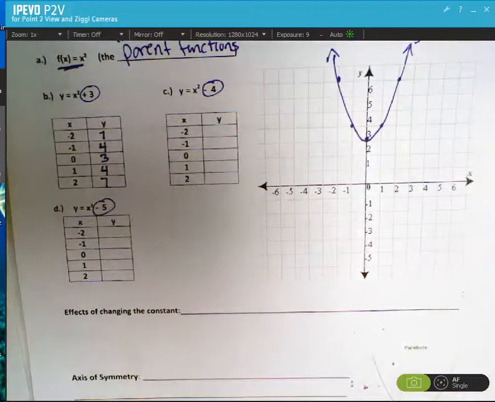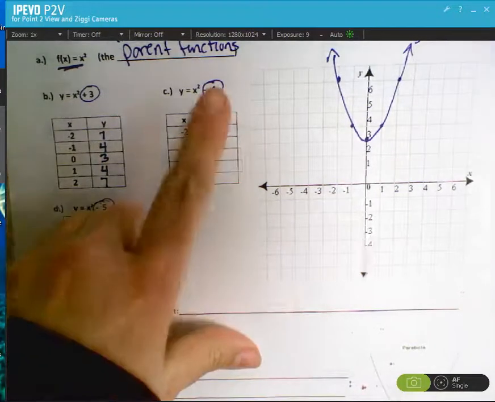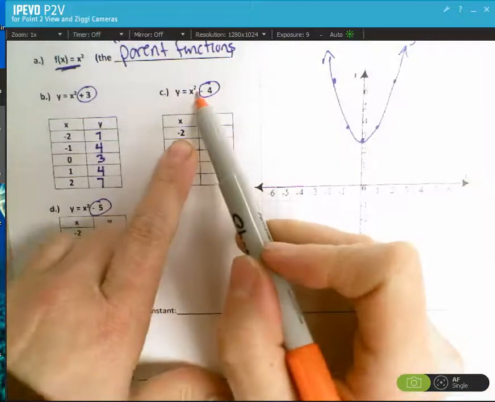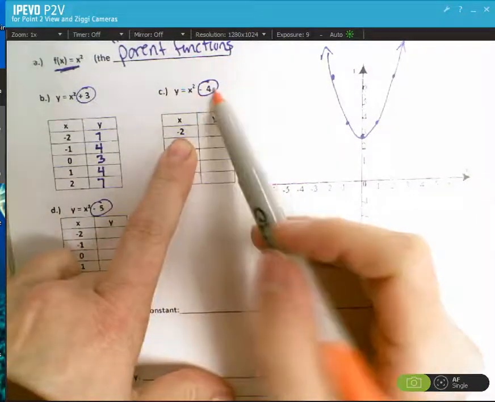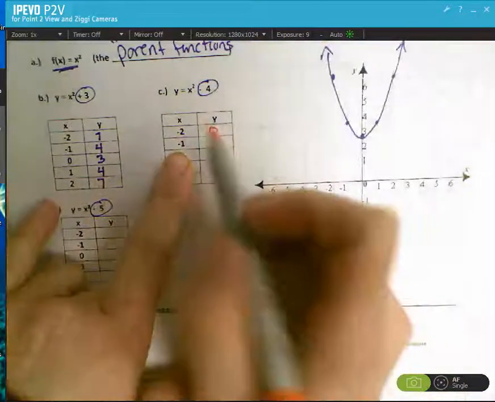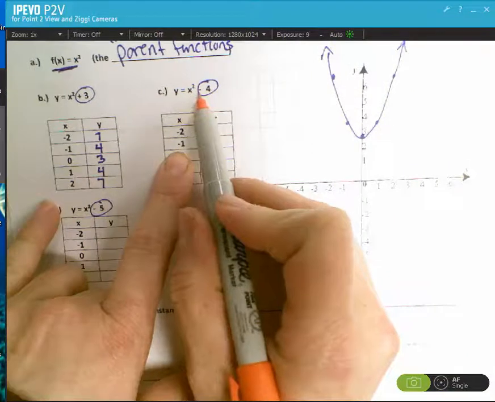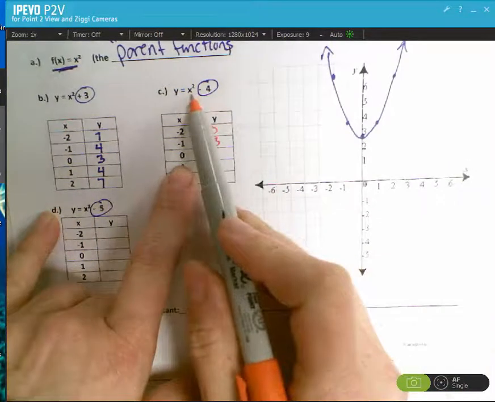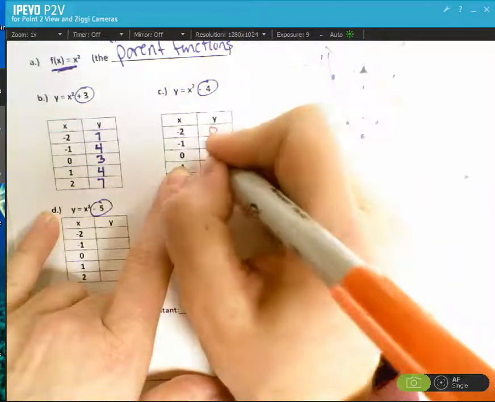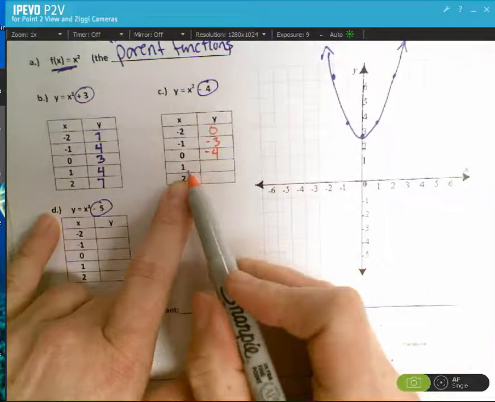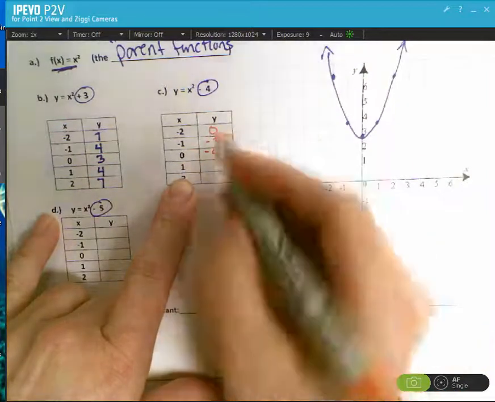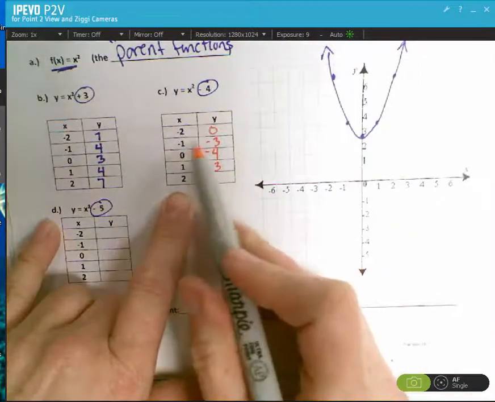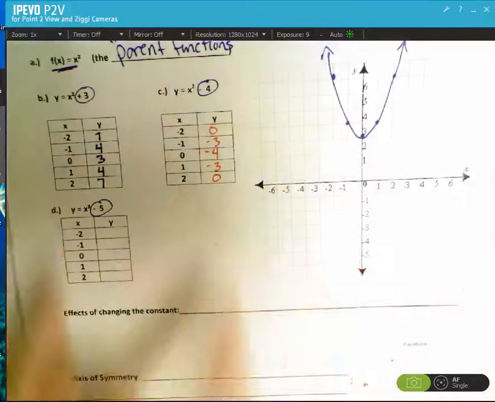What if I shift it down 4? Negative 2 squared is 4, minus 4 is 0. Negative 1 squared is 1, minus 4 is a negative 3. 0 minus 4 is a negative 4. 1, I'm back to 1, so if that's a negative 3 up there, this should be a negative 3 down here. If I'm back to 2, if that's a 0, this one should be a 0.